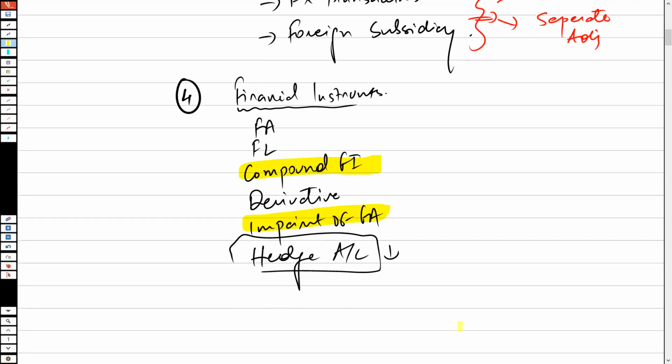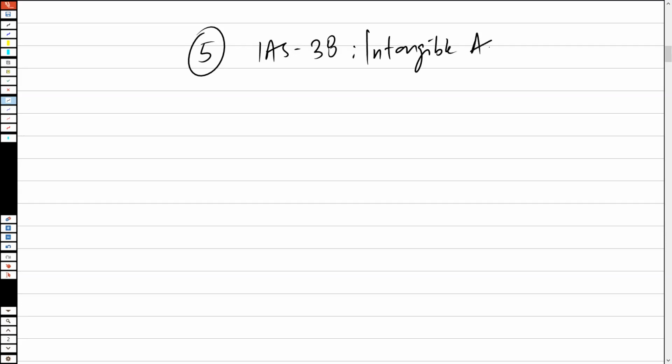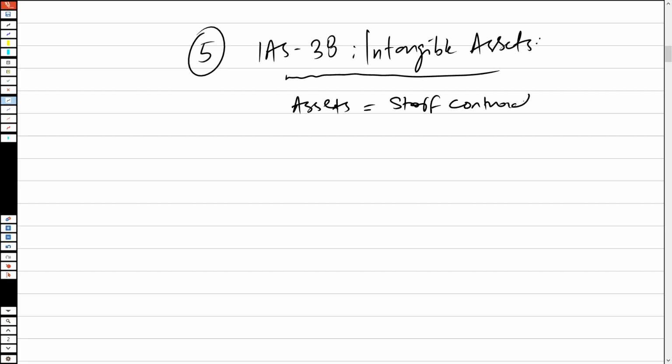Then we move a bit forward and discuss further. The next area that is examined a lot is IAS 38, which is about intangible assets. I know a lot of you would be wondering why IAS 38 is examined so much. The problem is that there are different assets, like, for example, staff contracts, and even nowadays cryptocurrency contracts, etc.